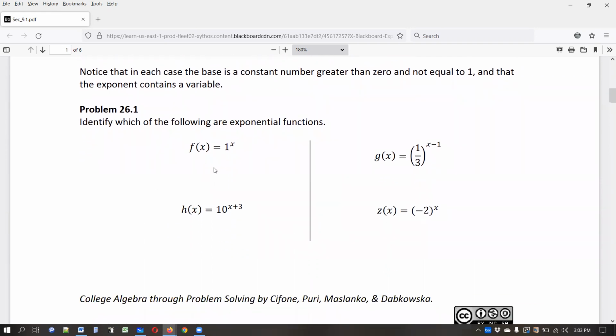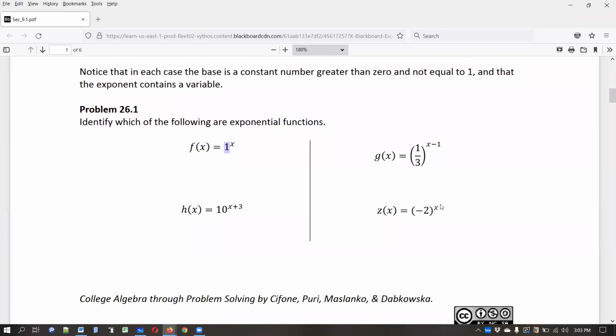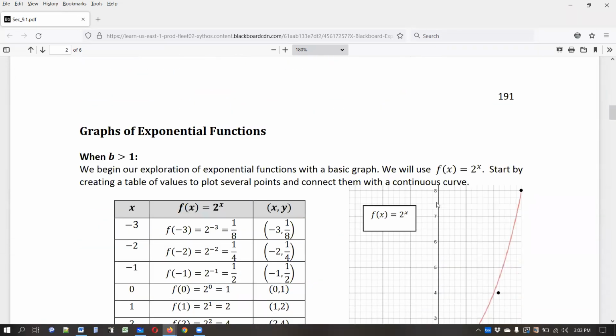But for example, take a look at problem 26.1, asking which of the following are exponential functions. So everything that has a variable in the exponent is an exponential function. So h of x is an exponential function, g of x is an exponential function, and z of x is not an exponential function. Even though in this case the variable is in the exponent, the base must be a number greater than 0. So z of x is out, and so is f of x. The base cannot be 1. h and g are good cases of exponential functions.